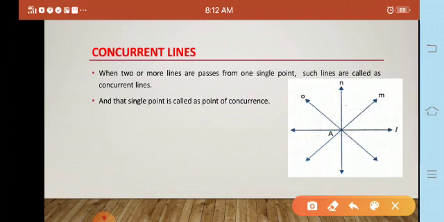Concurrent lines. When 2 or more lines pass through one single point, such lines are called concurrent lines. Line O, line N, line M and line L. These are the concurrent lines. And this single point, that is point A, is the point of concurrence.